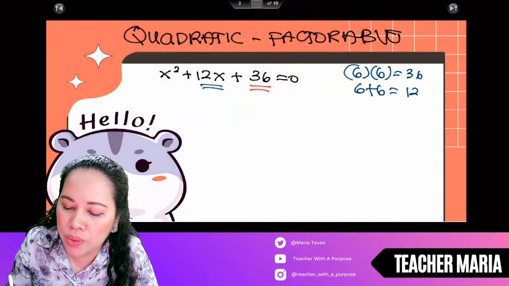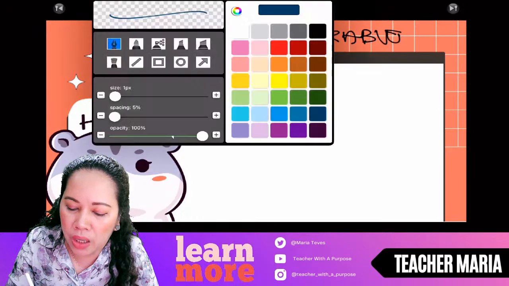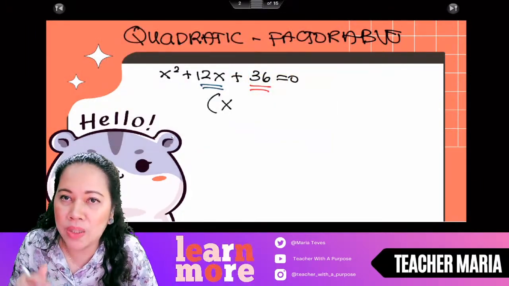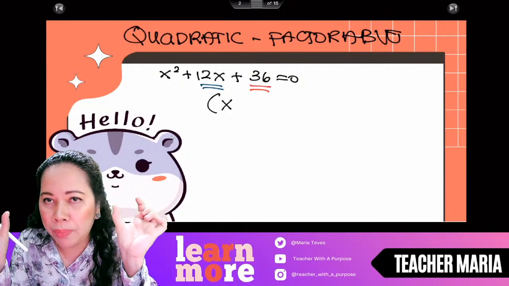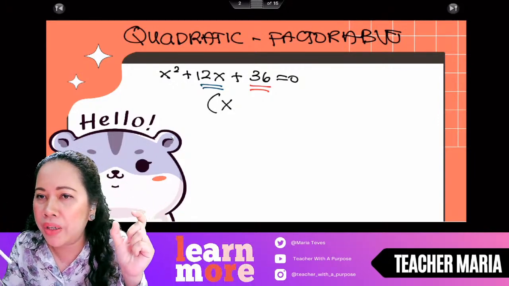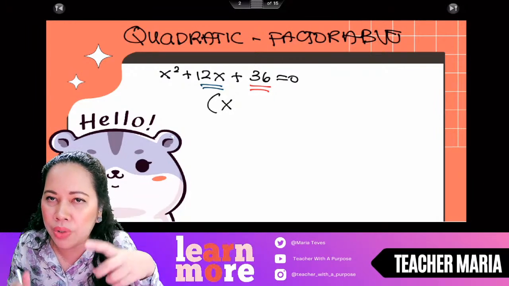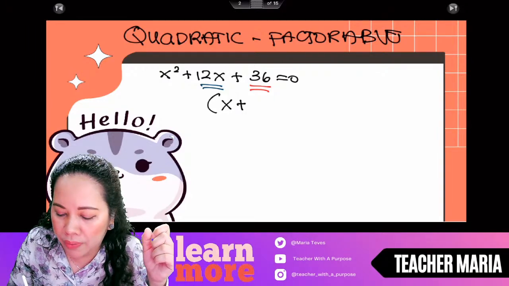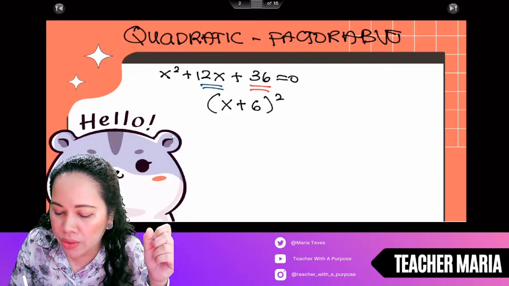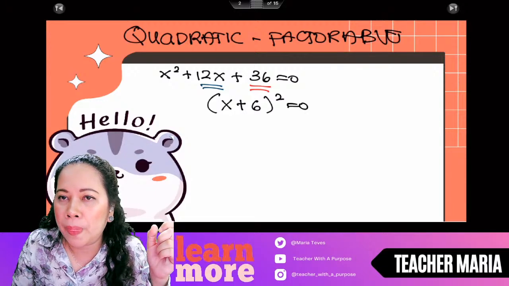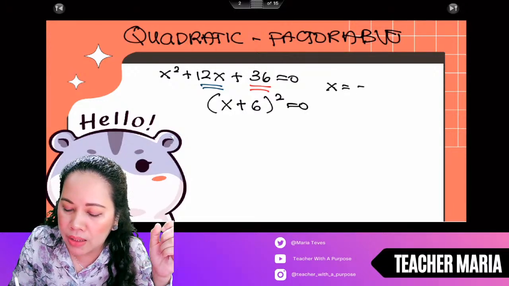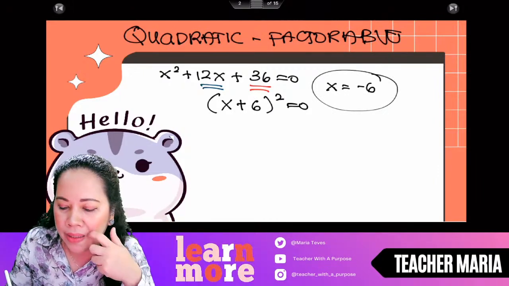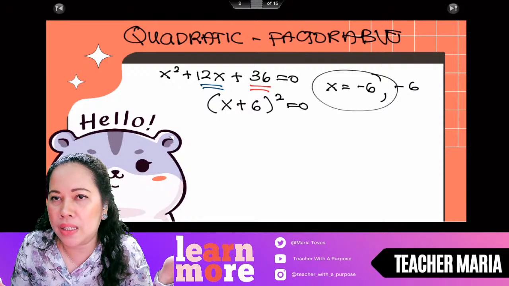So since it is a perfect square, all you need to do is place a bracket, x, since both ends are perfect squares. x squared is a perfect square, 36 is a perfect square. So just take the root, x, all the signs are positive, and then you have 6, and then you square it. That's it. So you'll have x equals negative 6. Both are negative 6.